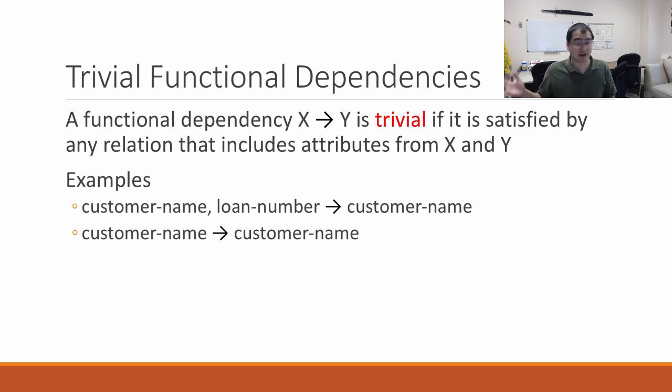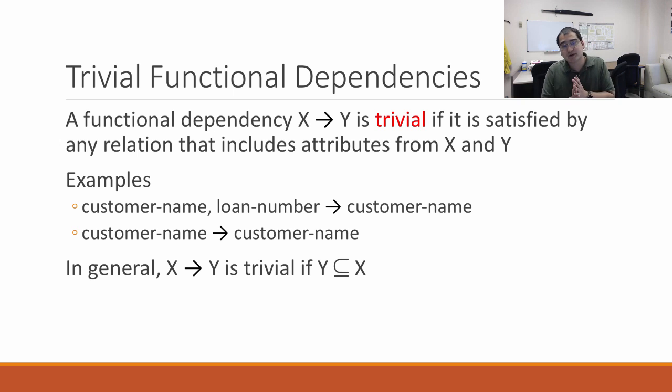You can give me the name and the loan number, I don't care. If you give me the name and the loan number, I can tell you what the name is. Or even simpler, if I give you the name, that functionally determines the name. These are trivial in the sense that they don't actually add any information about the database. Of course, if you have a name, you know what the name is. In general, you would say that X functionally determines Y is trivial if all of the attributes in Y are a subset of the attributes of X. If the things on the right side are already on the left side.